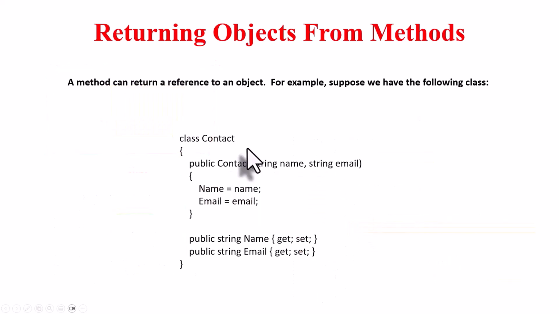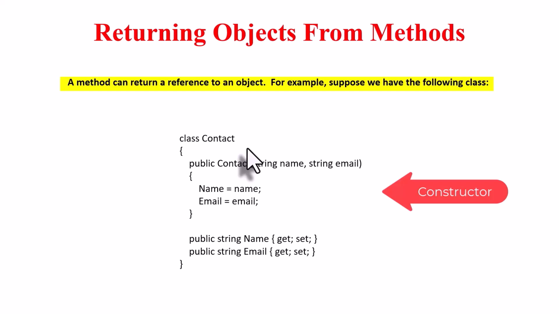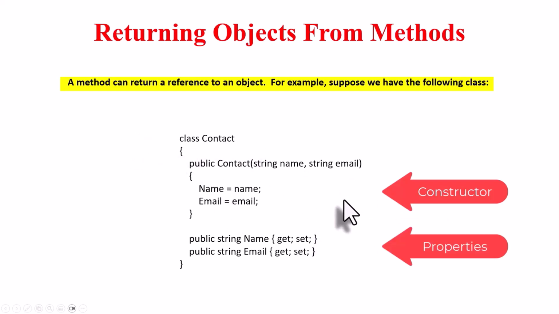Let's go through this a little bit. A method can return a reference to an object. For example, suppose we have the following class contact. We've got a constructor right up here, which contains a name and the email, and we have two properties, the name and email property. We have get and set capabilities for those things.